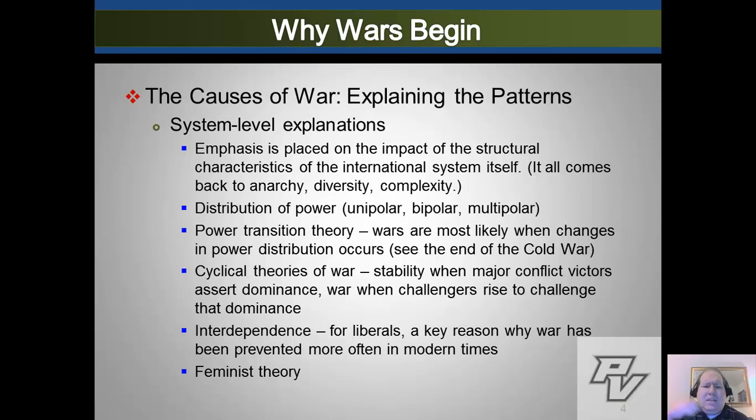Another one is the idea of the cyclical theory of war, which says that stability will exist when, at the end of a major conflict like the end of World War II, you have those victors, the US, UK, France, Russia, China, they all assert their dominance on the world. And as they continue to assert their dominance, when war does arise, it's when somebody arises to challenge that dominance.